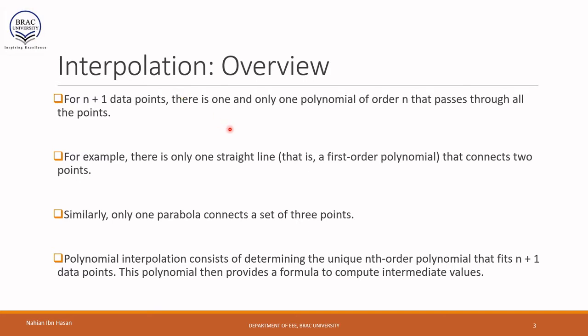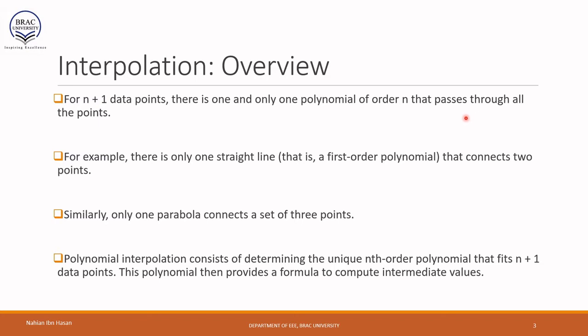So what is the main summary here? If we are given n plus 1 data points, we can fit a polynomial of order n. We can fit one and only one polynomial of order n that passes through all the data points.